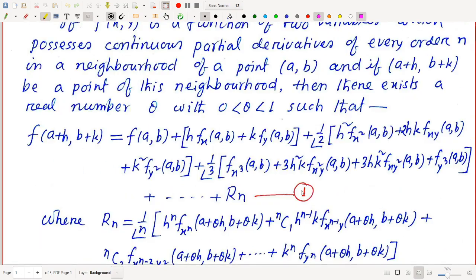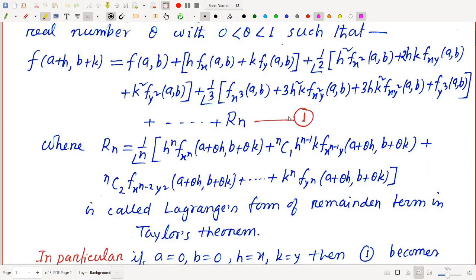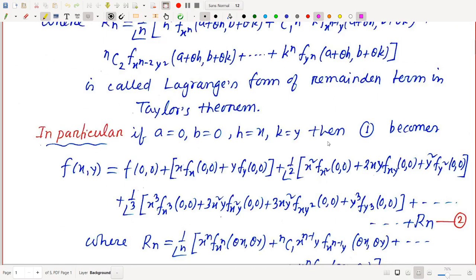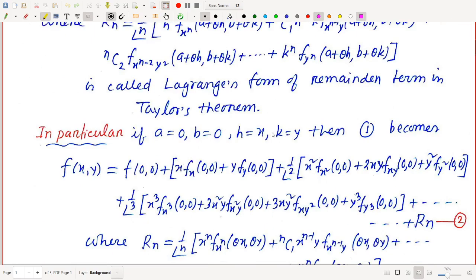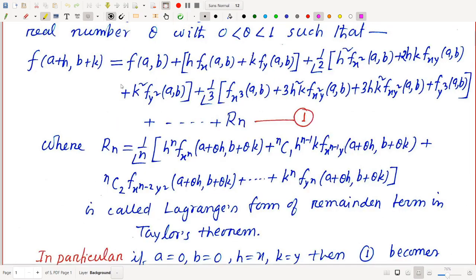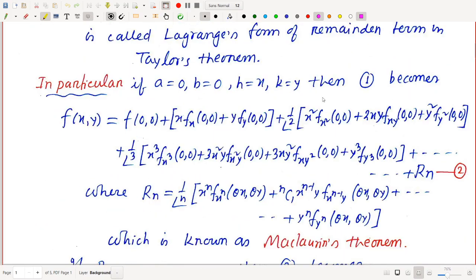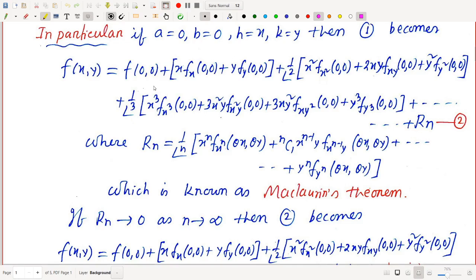So this is Taylor's theorem for a function of two variables, just the statement. Now in particular, if a equals 0 and b equals 0, meaning the point we considered at the beginning is the origin, and suppose h is equal to x and k is equal to y, then Taylor's theorem number 1 becomes a special case. When a = 0, b = 0, h is x, k is y, the left side is f of x comma y.